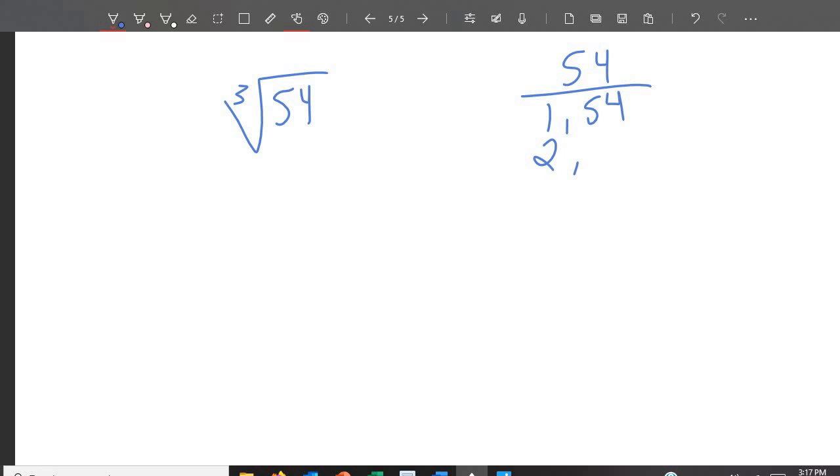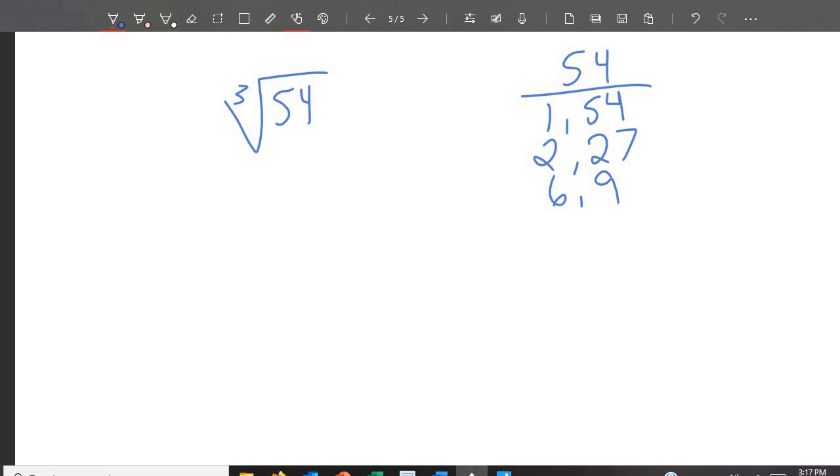Same thing for cubed roots. Let's say I had the cubed root of 54. I'm going to list out all the factors of 54. 1 and 54. 2 and, was that 27? 3 doesn't go in there. 4 doesn't go in there. 5 doesn't go in there. 6, I think that's it. Let's see, no, 6 and 9 goes in there.